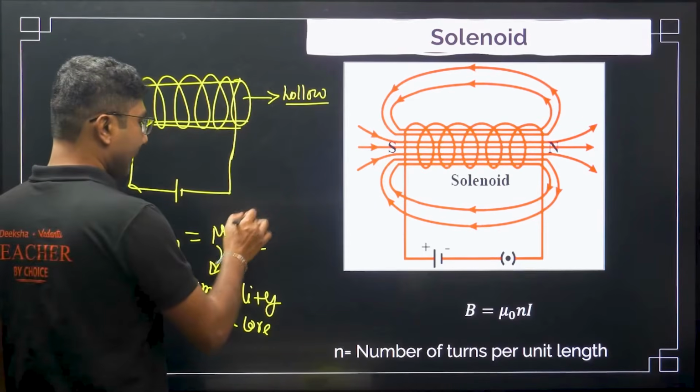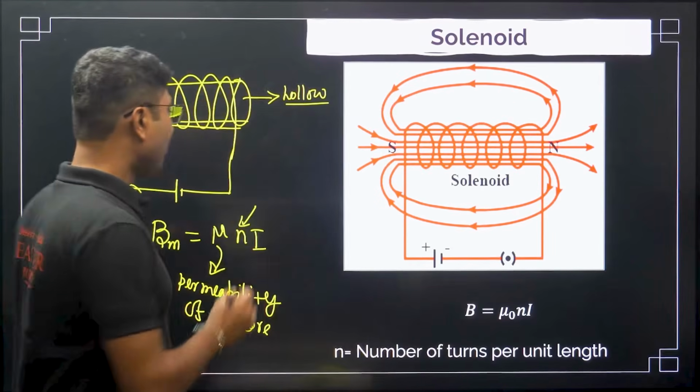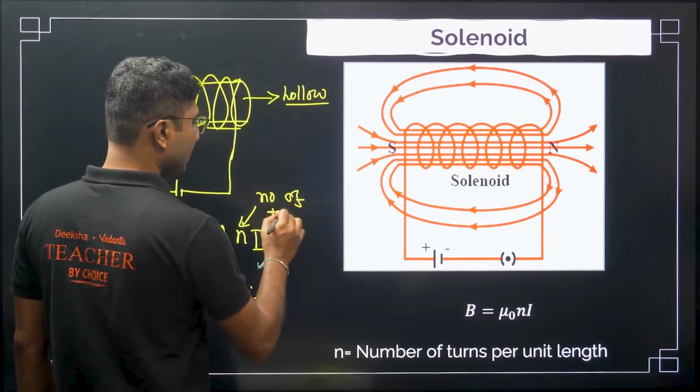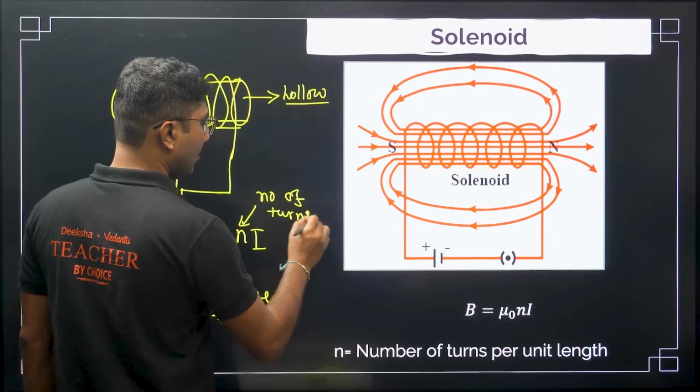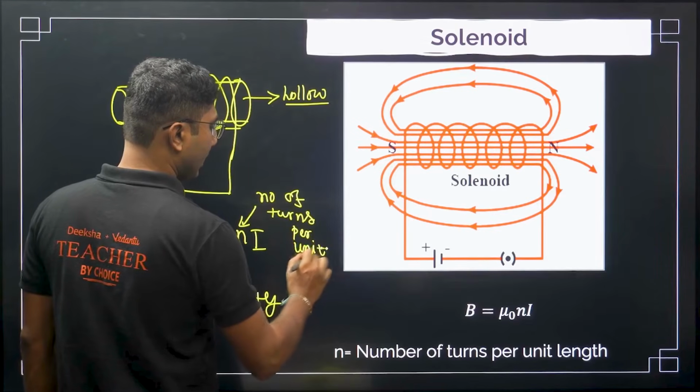What does this N signify? This N signifies the number of turns per unit length.